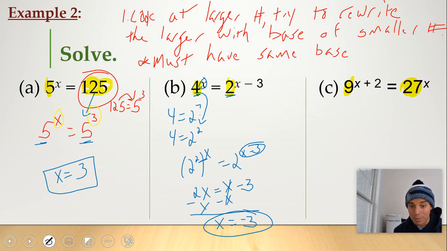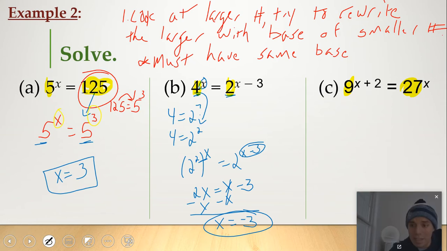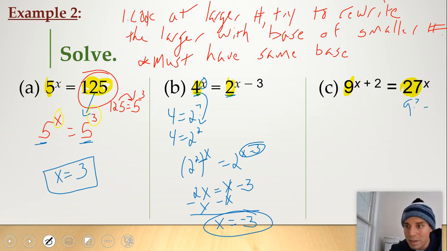So see how that one was a little bit more challenging, okay? But again, you're always looking at the larger number, saying, is there a way to write it in terms of the smaller number? And that means raising it to an exponent. Now, if you look at this one, you've got a 9 and you have a 27. But if I think to myself, 9 to the first is equal to 9. Is there any way to raise 9 to some power and get it to be 27? And there isn't. So now I have to rewrite both in terms of a new base.